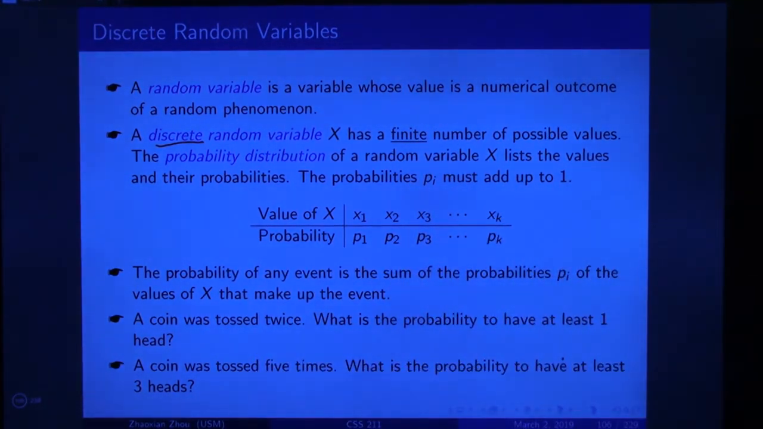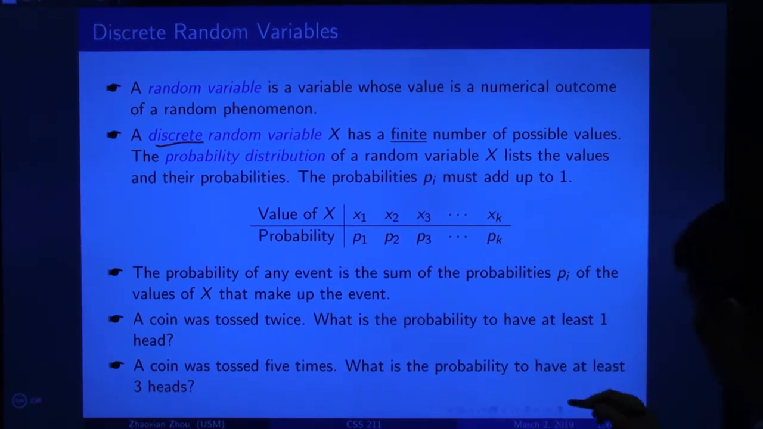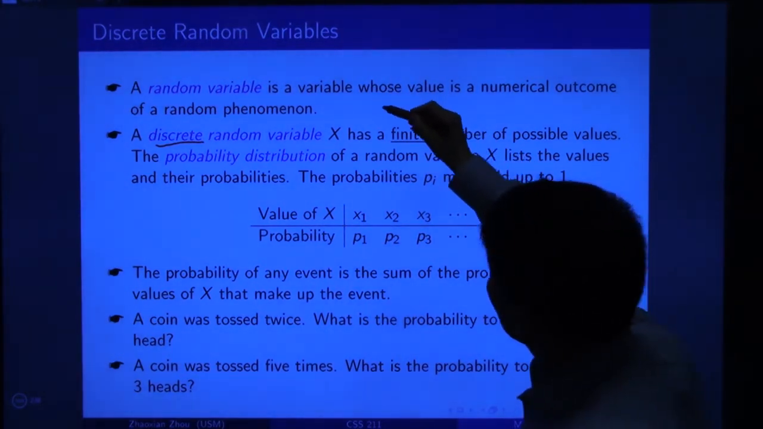Okay, before we discuss the new method to calculate the probability to have at least 3 heads, we want to mention or review a concept. It's called combination.